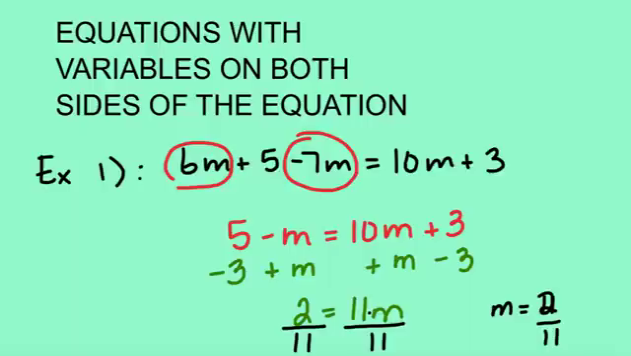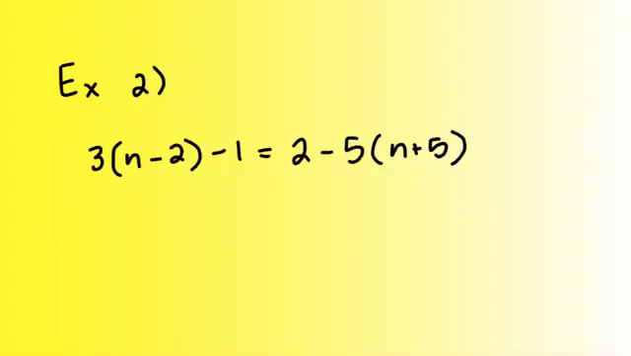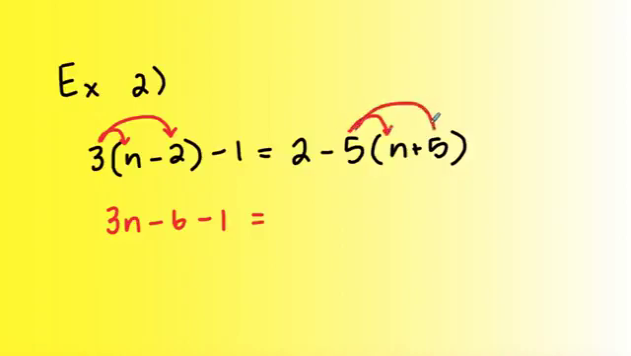Okay? All right, a little bit harder. I throw parentheses in. Example 2. So again, I have to simplify each side using proper order of operations before I balance. So I'm first going to distribute my 3. Look at me using those arrows I told you about. So I get 3n minus 6 minus 1 equals, I have to distribute a negative 5 through. So I get 2 minus 5n minus 25.